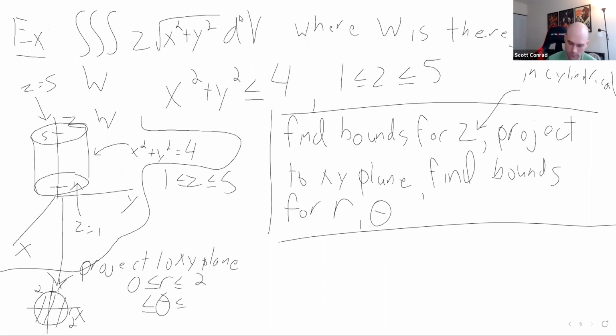And then theta goes from what to what? 0 to 2 pi. We get the entire circle, going all the way around the origin. If we only got the top half, it'd be 0 to pi, etc. But we go all the way around, so it's 0 to 2 pi. Okay, so we got our bounds. Let's write out our integral.